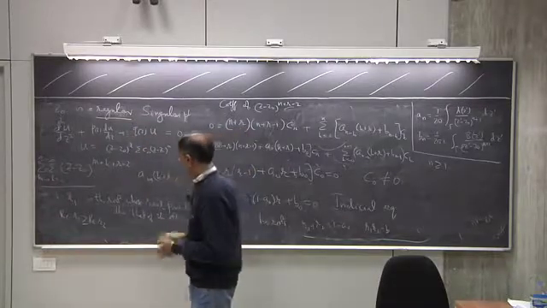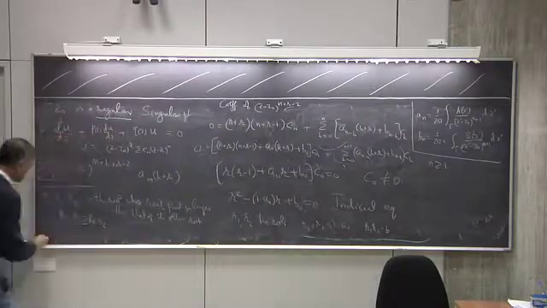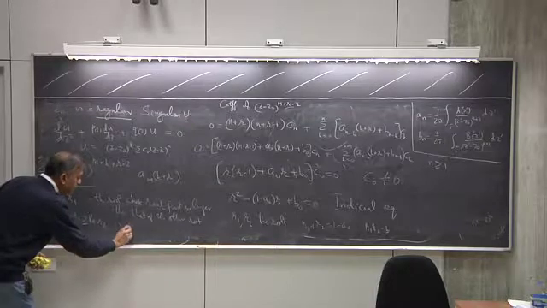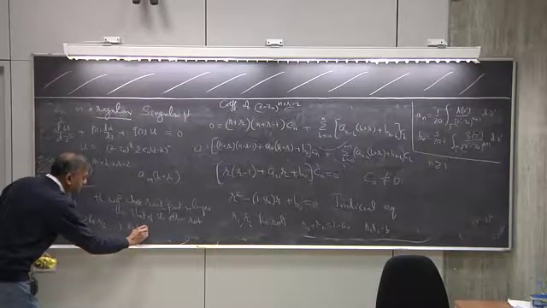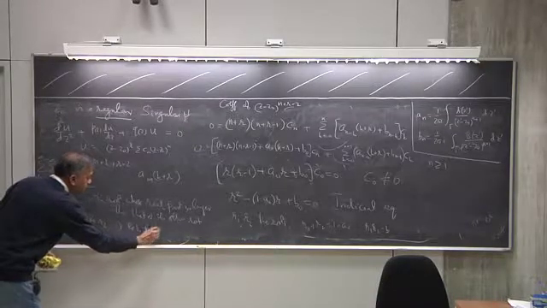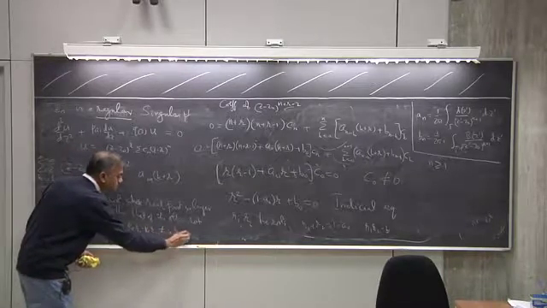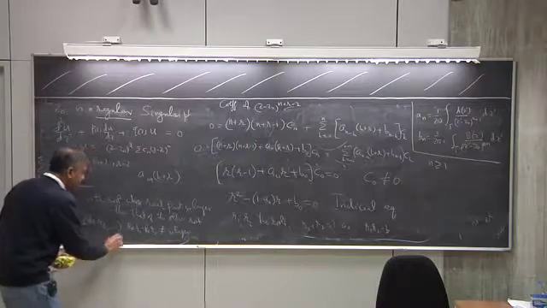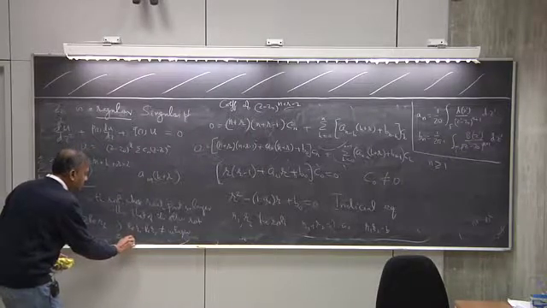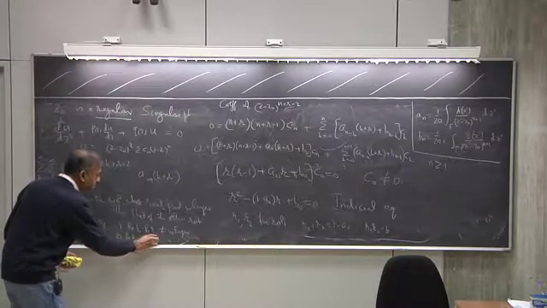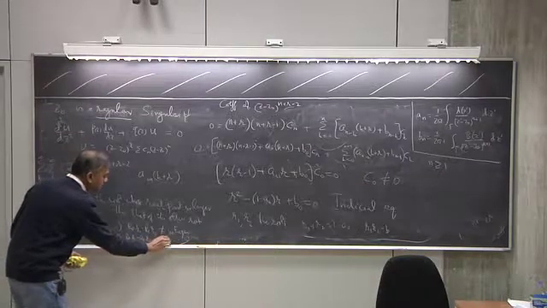But the main thing is this. There are two cases. One case is when the real part of R1 minus the real part of R2 is not an integer. And the second case is when the real part of R1 minus the real part of R2 is an integer. This case will be more subtle.